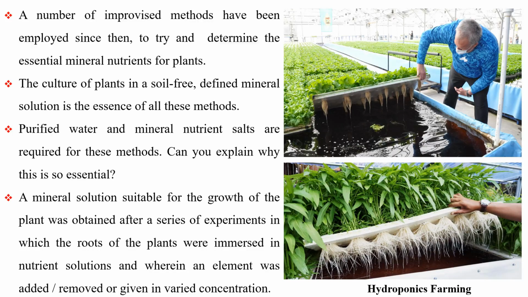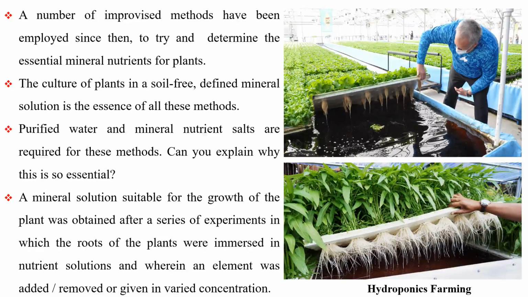A number of improvised methods have been employed since then to try and determine the essential mineral nutrients for plants. The culture of plants in a soil-free defined mineral solution is the essence of all these methods. Purified water and mineral nutrient salts are required for these methods. Can you explain why this is so essential?